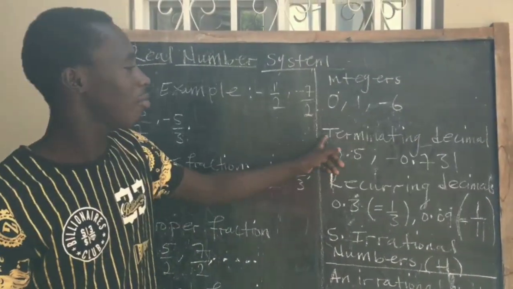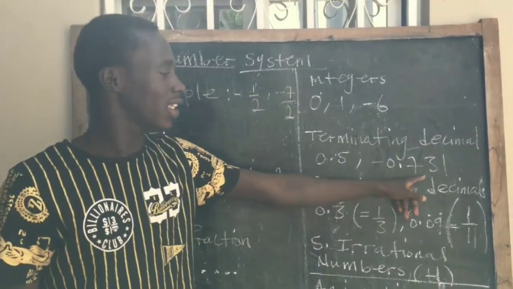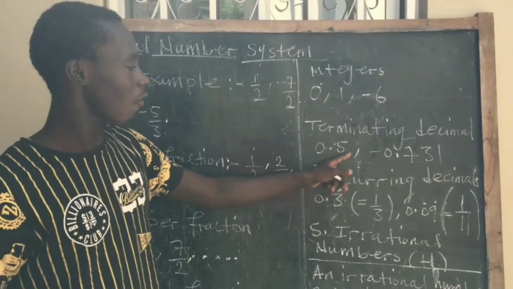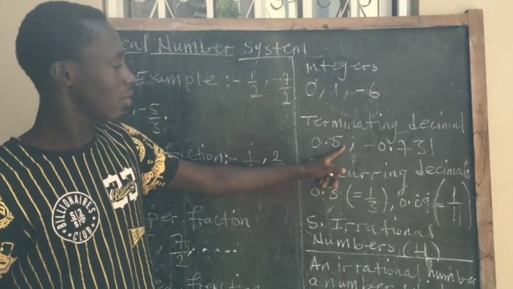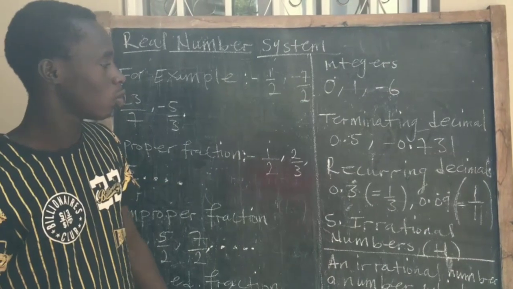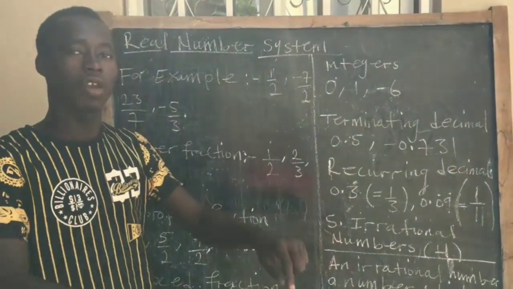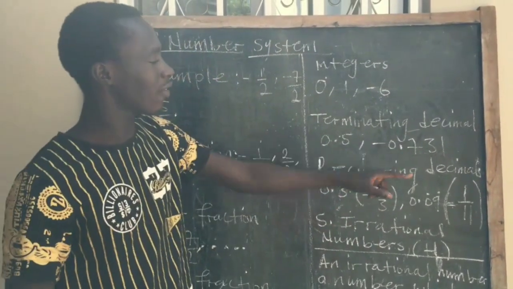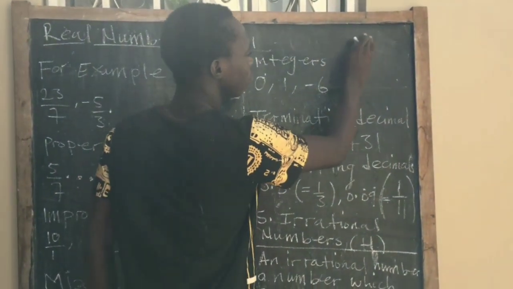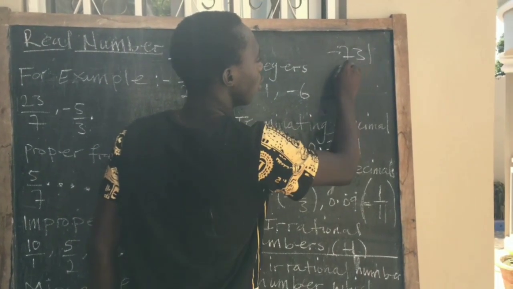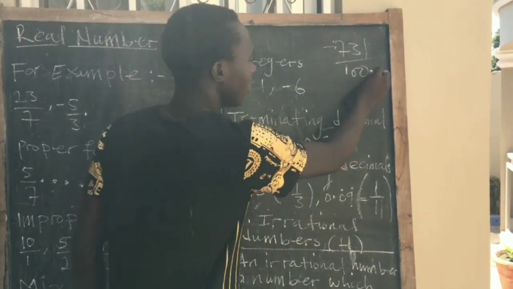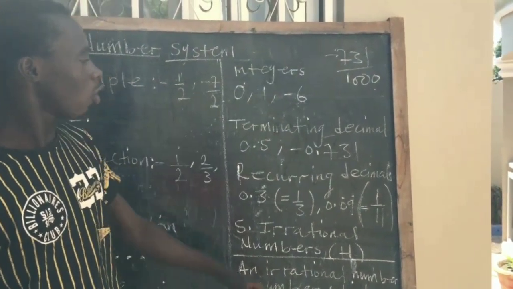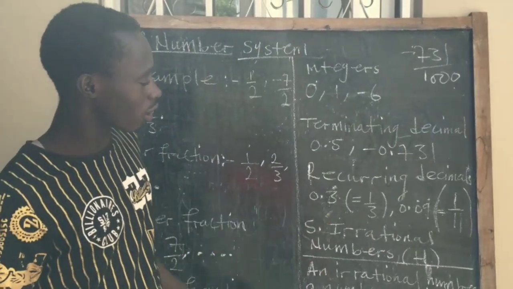So integers are also rational numbers. Terminating decimals: all terminating decimals are rational numbers. This is 0.5, which is the same as 1 over 2. If you change it to a proper fraction, minus 0.731 is the same as minus 731 over 1000. 731 divided by 1000 is the same as this in fraction form. So these are terminating decimals. They are also rational numbers.